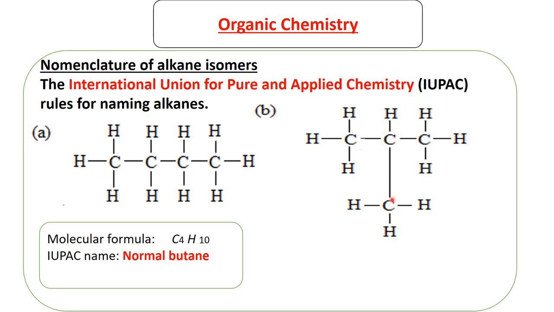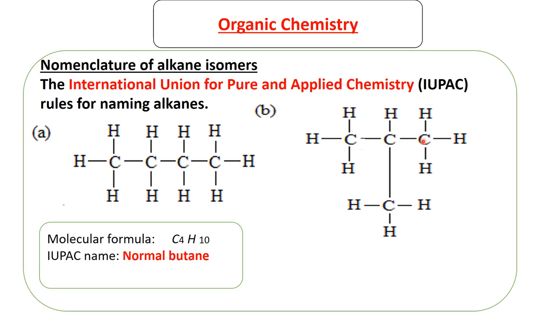So which one is longer? This one is the longest. It has 3 carbon atoms, while this one has 2. So this one is the one that's going to carry the name of this, as you are going to see. So this has 3, which means it's a pentane. Okay, that's the first step.